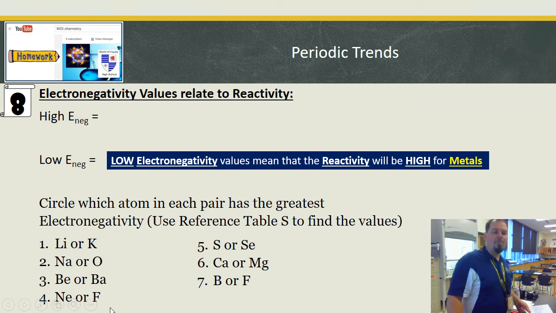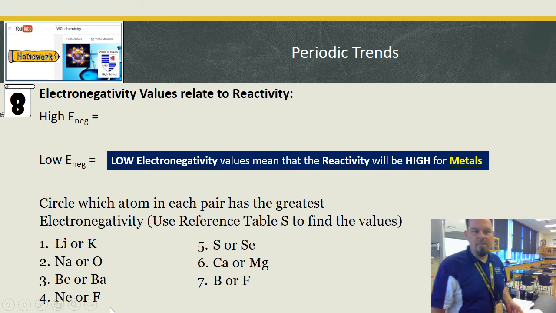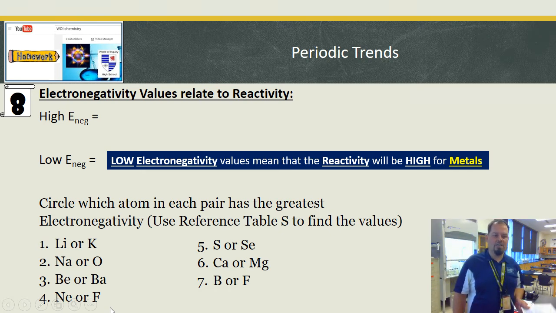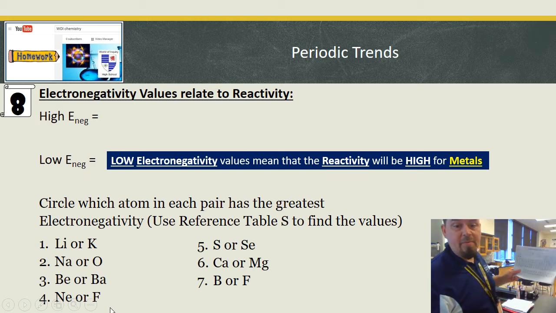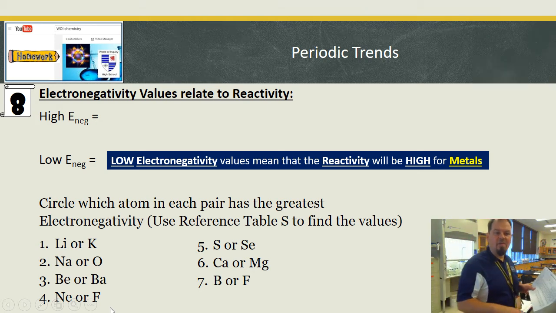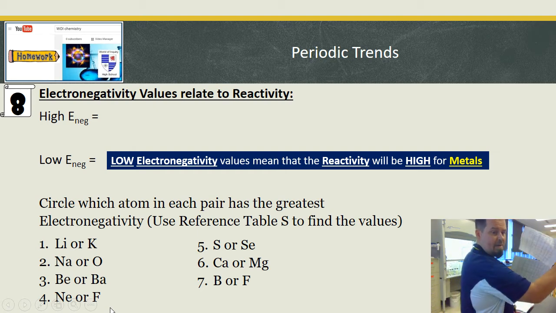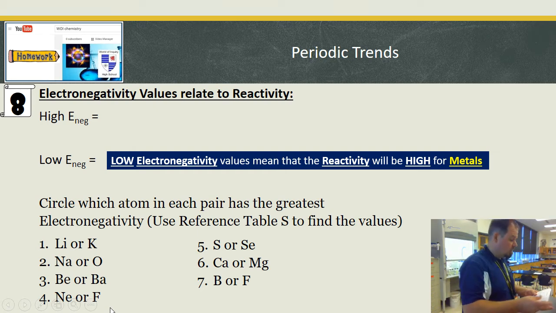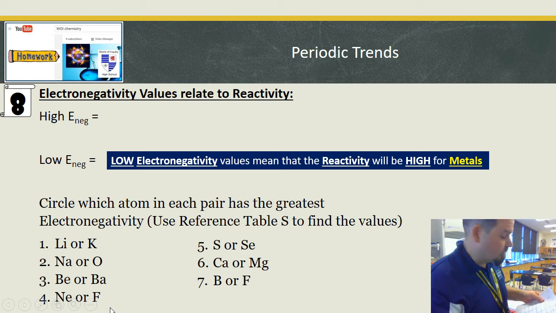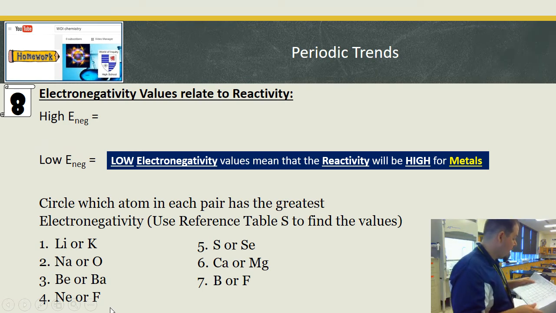Okay. Here it says circle which atom in the pair has the greatest electronegativity. Use Table S. I'm going to do a few of these and I'm going to let you do the rest, even though it's in the video, just for your own sake. So Table S, flip it over. Lithium, Li, it has an electronegativity. So we're going to look this right up.